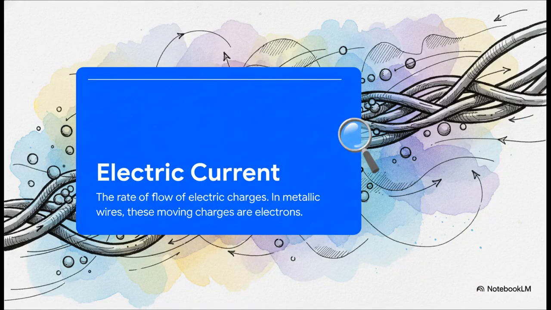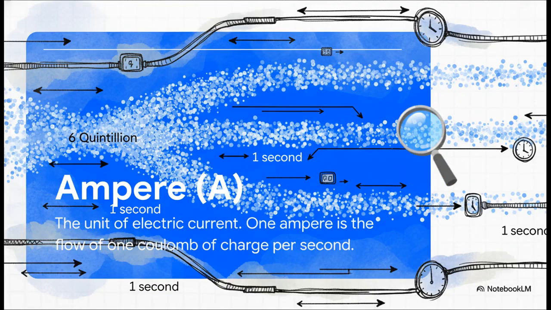Now the key word here is rate. It's not just that charges are moving, it's about how fast they're moving. How many charges are flowing past a certain point every single second. And in the metal wires that make up our grid, the little particles carrying that charge are called electrons. So how do we measure this flow? We use a unit called the ampere, or just amp for short. 1 amp means that 1 coulomb of charge is flowing past a point every second. And just to give you a little perspective, 1 coulomb is about 6 quintillion electrons. That is an unbelievable amount of flow.